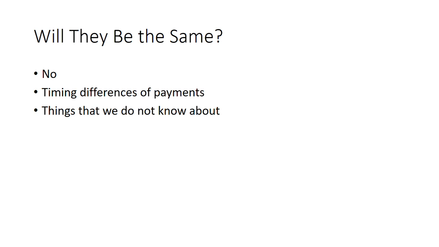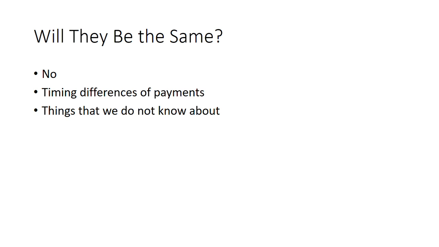One, as we've had in the previous chapters, the timing differences. So I posted things to the cash book, but they actually haven't cleared our bank account yet. Either payments that we've made in or payments that we've made out, they're in the cash book, but they haven't cleared the bank statement yet. So there are going to be timing differences in these payments, either payments that we received in or payments that we're making out. There's also going to be things on the bank statement that we don't know about.